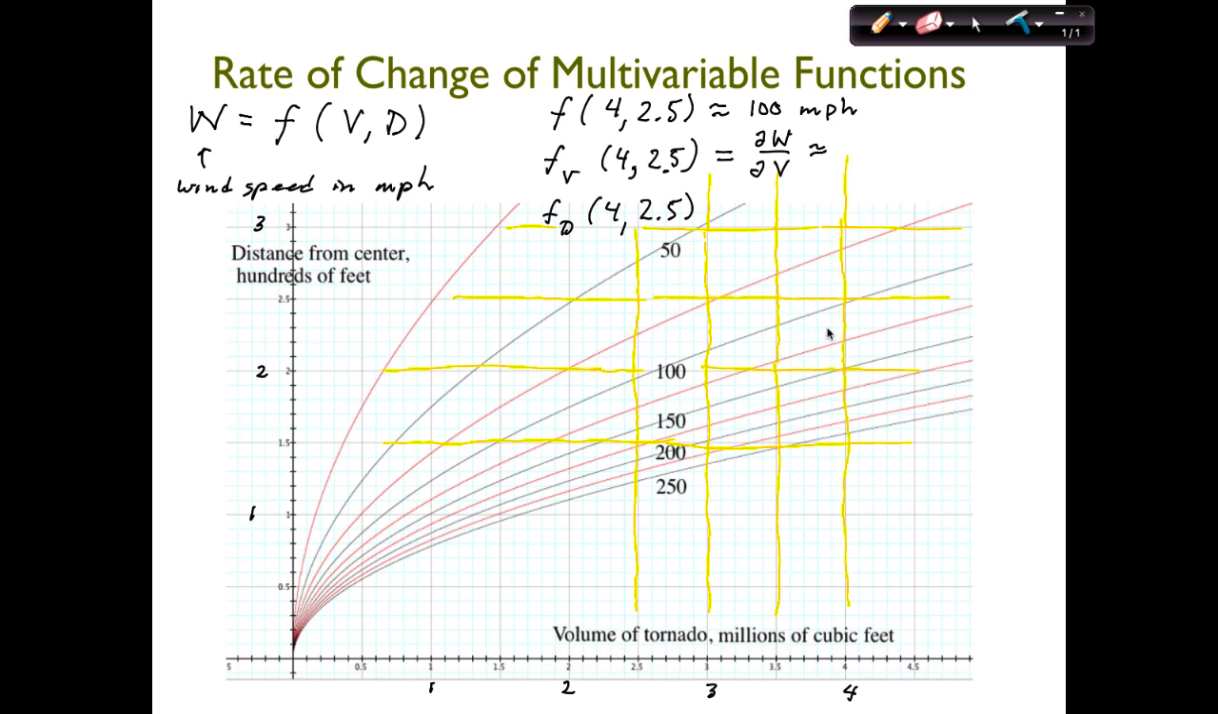So we need a change in v. An easy one that I see is right here. You see that? That's an easy change in v and corresponding change in wind speed. So what's the change in v? 1. And the change in wind speed is 25. Does everyone see that? So you're picking off numbers now. So that equals 25 what? Miles per hour per million cubic feet.